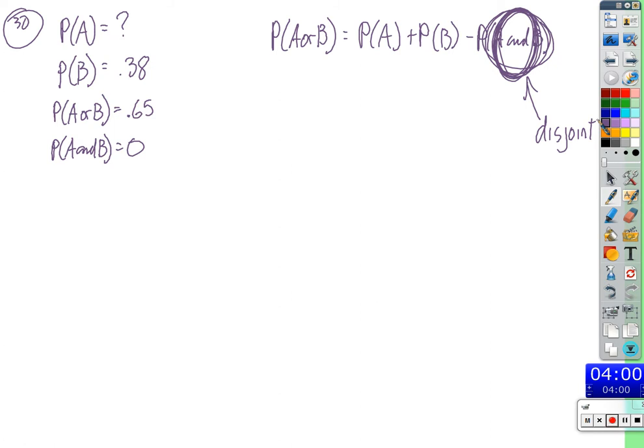So we know the probability of A or B is 0.65. The probability of A is unknown. So it's just the probability of A plus the probability of B, which is known, I didn't write it down, and is 0.38. So now we're going to get the probability of A by itself. Subtract 0.38, which is an algebra problem, and this is going to be 0.27.